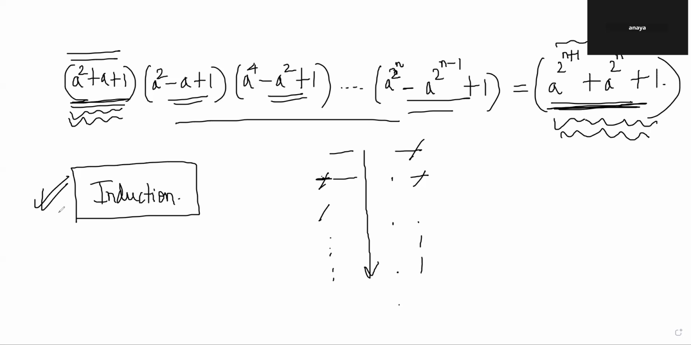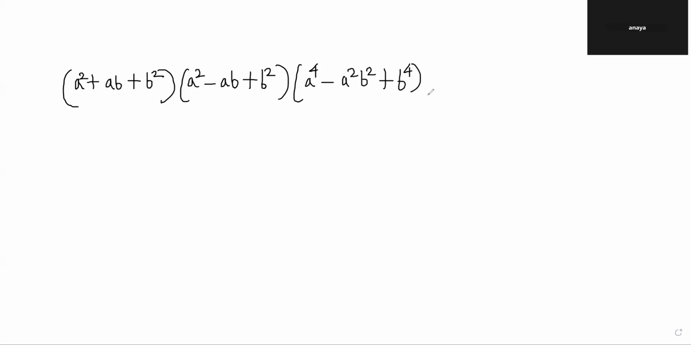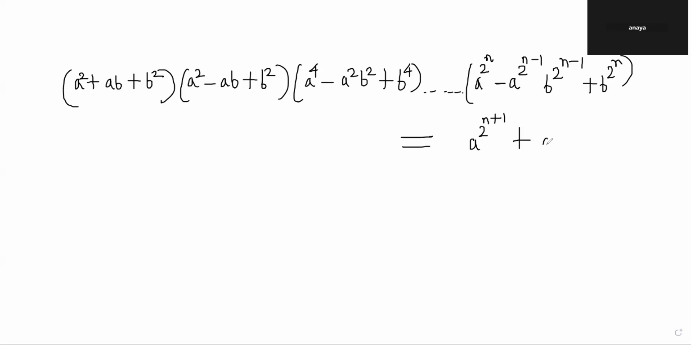Similarly, you can generalize the same identity a little bit and say things like (a^2 + ab + b^2)(a^2 - ab + b^2)(a^4 - a^2b^2 + b^4) and so on, till (a^(2^n) - a^(2^(n-1)) b^(2^(n-1)) + b^(2^n)) is going to be equal to a^(2^(n+1)) + a^(2^n) b^(2^n) + b^(2^(n+1)). It's literally the same identity, except I have a b also now, not just a square plus a plus 1.